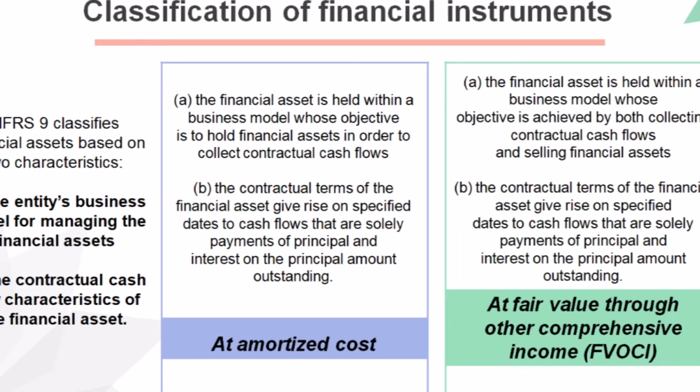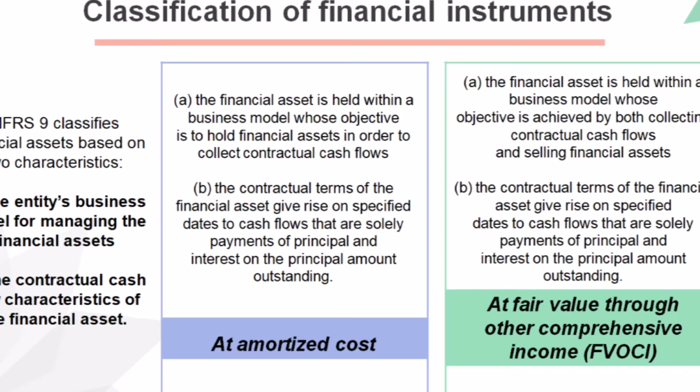Okay, next is the classification of financial instruments. According to MFRS 9, MFRS 9 classifies financial assets based on two characteristics. First, the entity's business model for managing the financial asset. Second, the contractual cash flow characteristics of the financial asset.